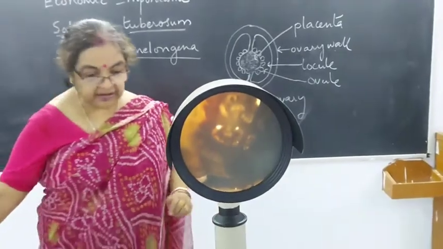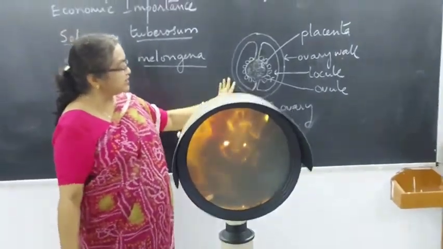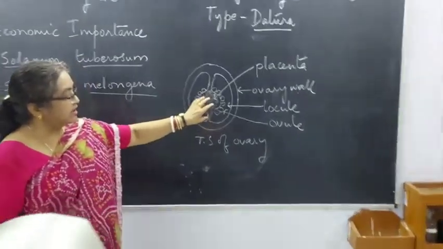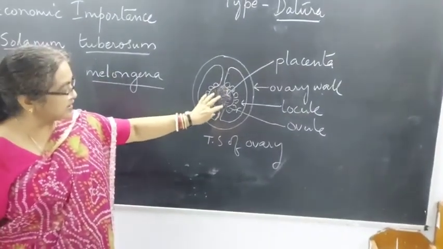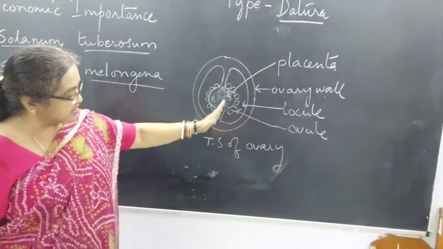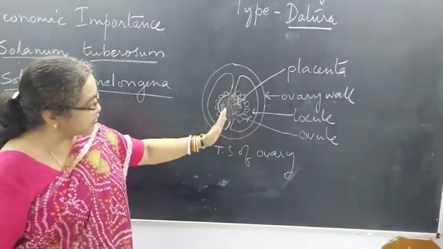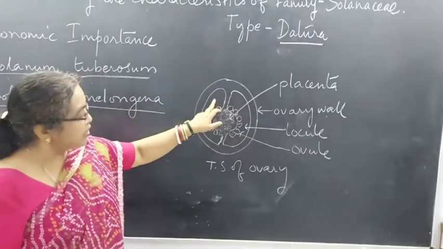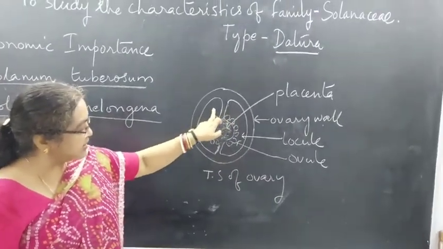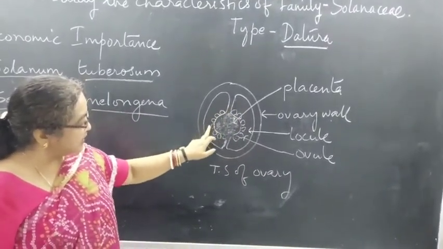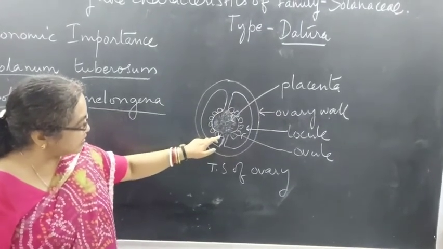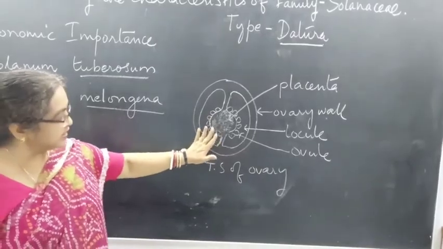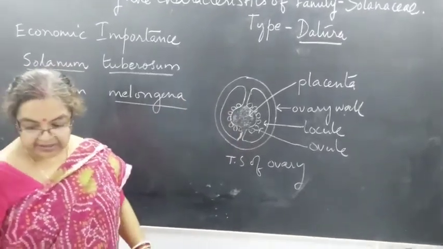So in this TS of ovary, you see this type of structure in which there is a very thick swollen placenta in the center and it is obliquely placed. This is called the septa, which is obliquely placed. These are the 2, it is bilocular, so 2 locules or chambers are there, and many ovules are there which are joined with the placenta. So this type of arrangement is seen in family Solanaceae.